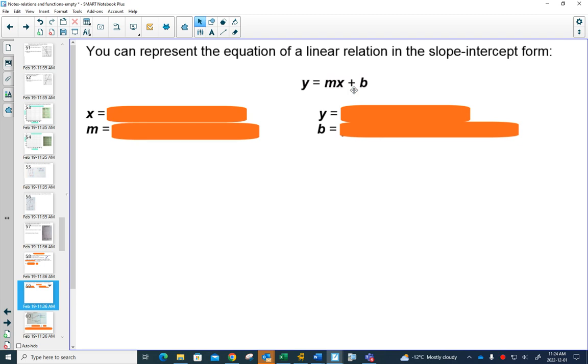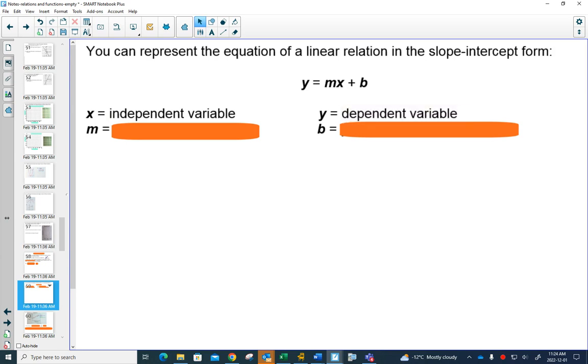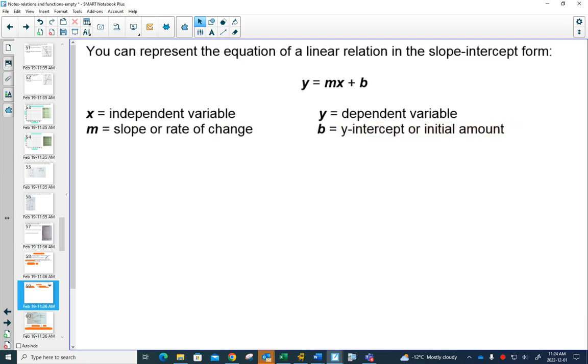So Haley, this is exactly what you just said, that you can write a line as y equals mx plus b. x is the independent variable, y is the dependent variable, m is the slope, and b is always your y-intercept, where it crosses the y-axis.